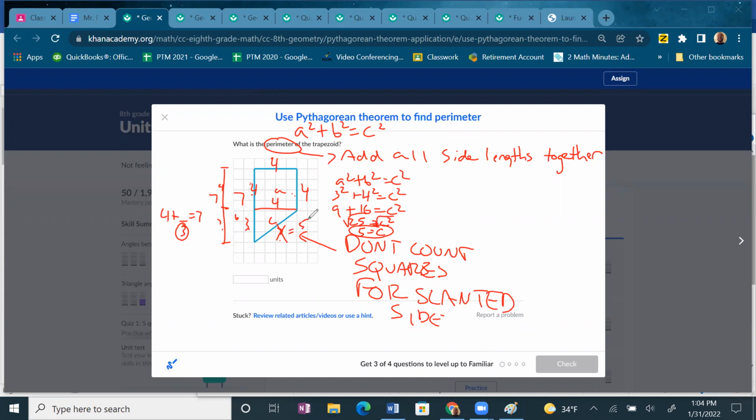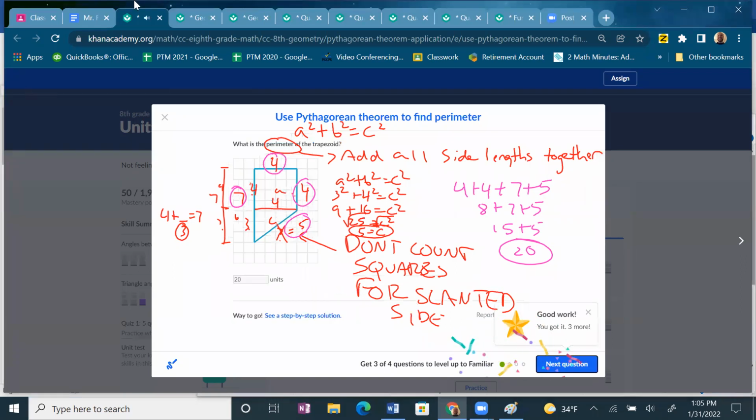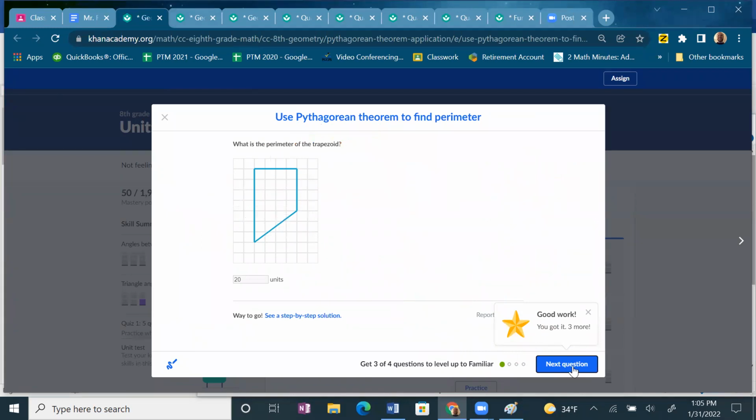We're going to add them together. What are we going to add together? We're going to add 4. You can add that 7, 5, and 4 together. So 4 plus 4 plus 7 plus 5. And that's 8. And that's 15. And so I think the answer is going to be 20. Let's try it out. It's 20. All right.